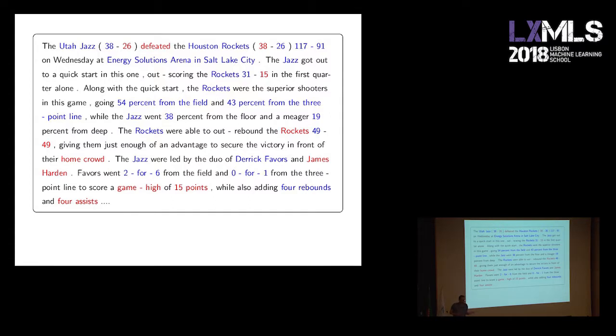So the Jazz are not 38-26. They didn't defeat the Houston Rockets, who are also not 38-26. It somehow got the arena right, but it definitely didn't get the fact that they outscored it. And had I read one sentence more, we would have gotten to the sentence, the Rockets were able to out-rebound the Rockets 49-49, which probably would signal right away that there was an issue.